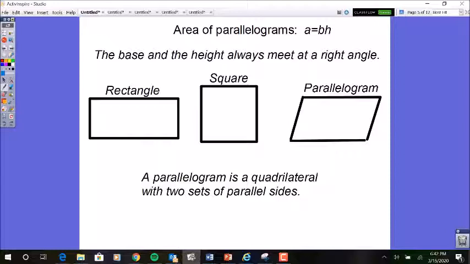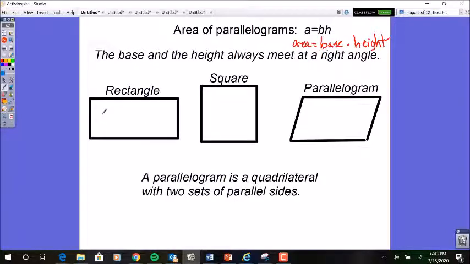So you see it actually written right up here, okay? So area is equal to the base times the height. So let's talk about what the base and the height are for all these different types of parallelograms, and we'll talk about what makes them parallelograms in a second.